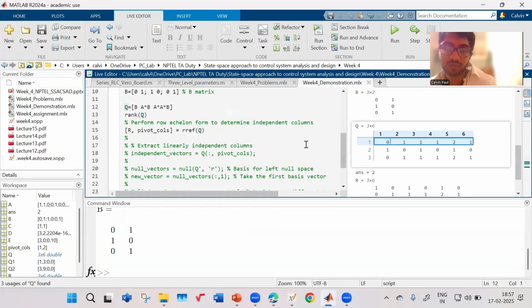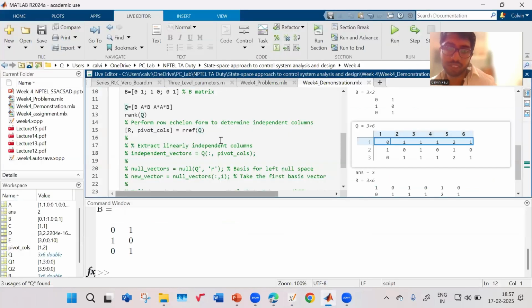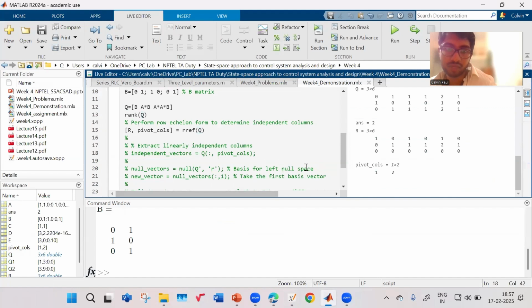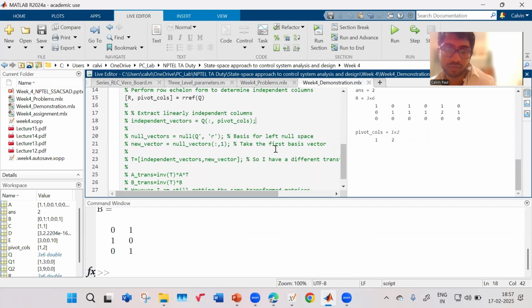So now we have got our columns. What are our columns? We have got 1 0 0 and 0 1 0. So now let us find another column which will be independent of those. So if we have to find what is the T matrix.